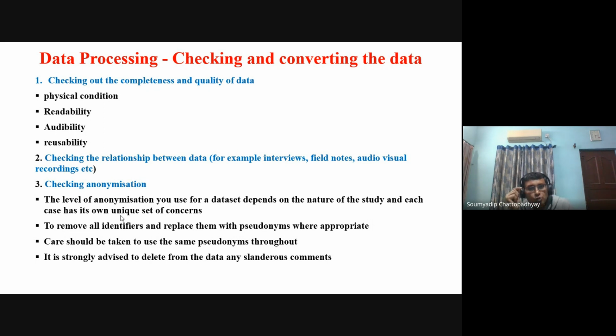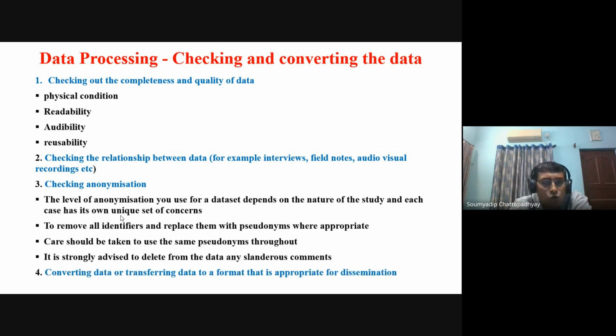Second, care should be taken to use the same pseudonyms throughout. And lastly, it is strongly advised to delete from the data any slanderous comments. So these are some of the things. Of course, there is a huge literature on research ethics, which nowadays has become very popular. However, for our analysis purpose, this is one of the important aspects which I think I should mention, and here it is: checking the anonymization.